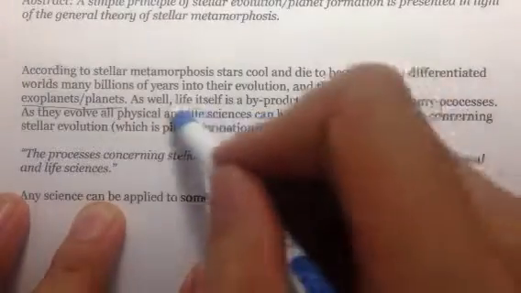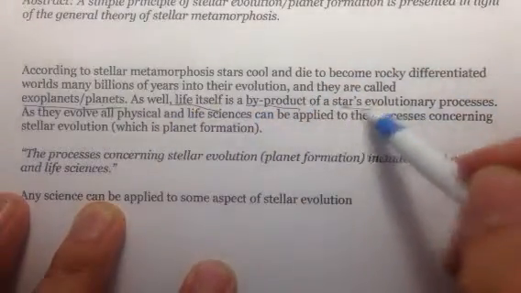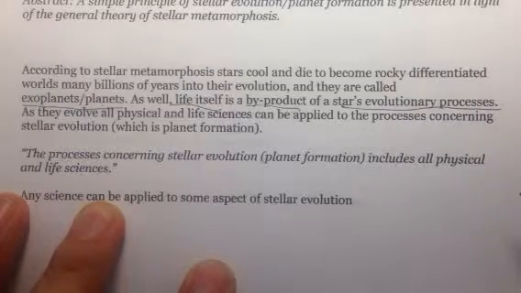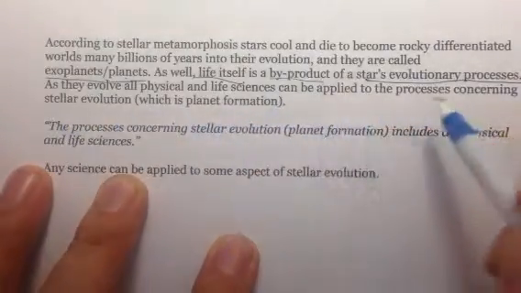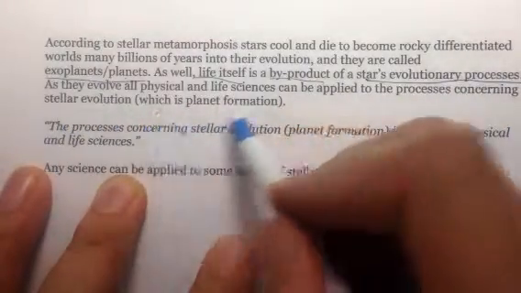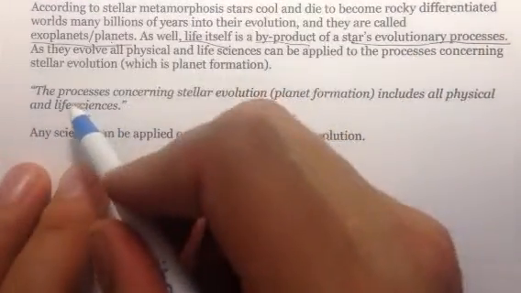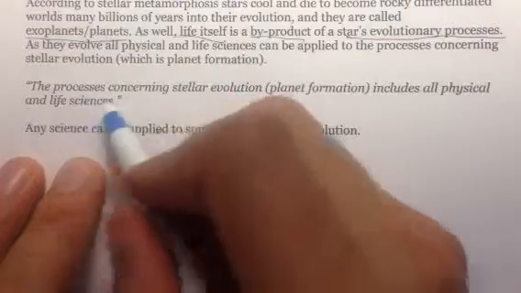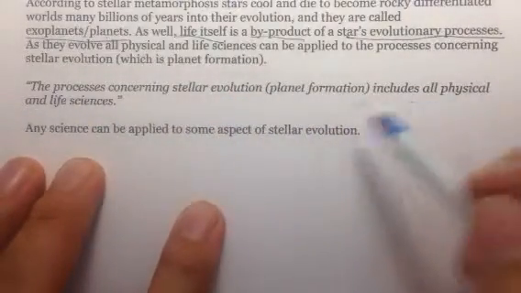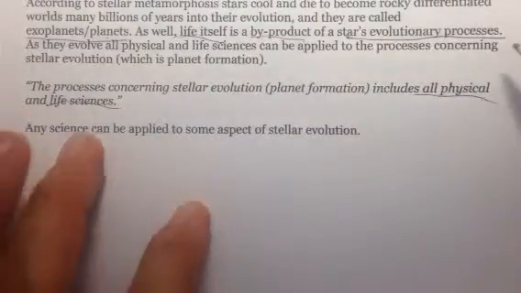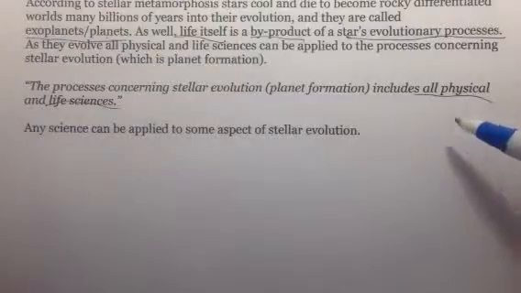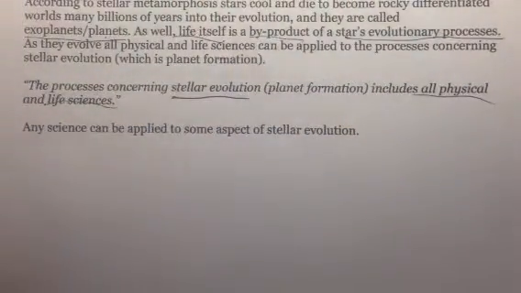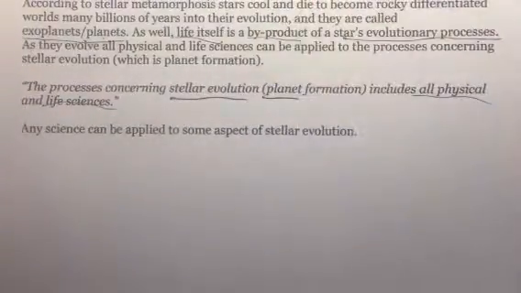As well, life itself is a byproduct of a star's evolutionary processes, meaning life forms on the star as it cools and dies. As they evolve, all physical and life sciences can be applied to the processes concerning stellar evolution, which is planet formation. The processes concerning stellar evolution, planet formation include all physical and life sciences, meaning everything. Evolution of life itself is reliant on how fast or slow the star cools and evolves and forms the life-hosting star, also called a planet.